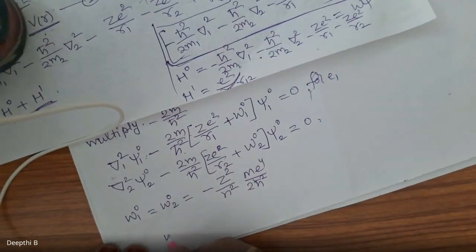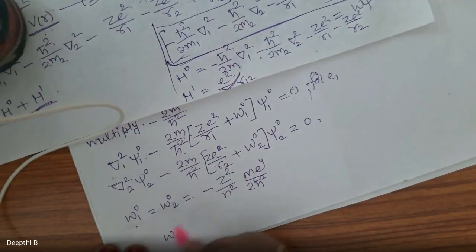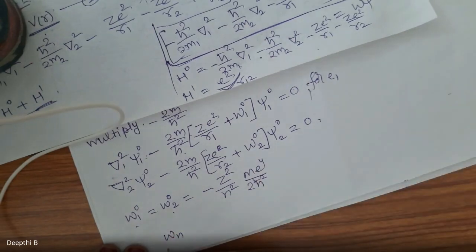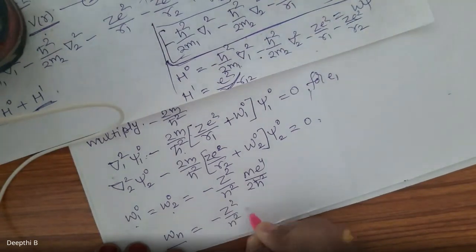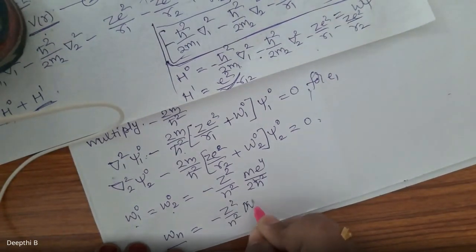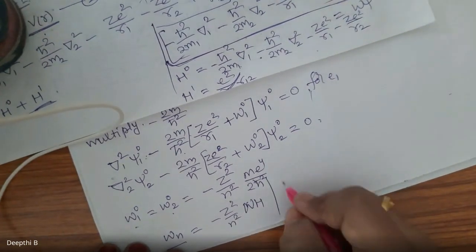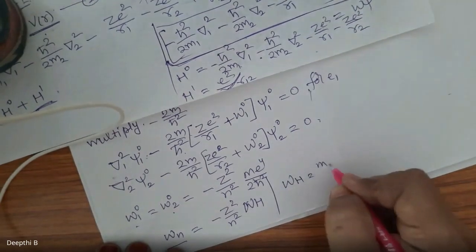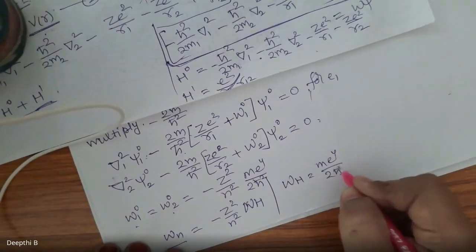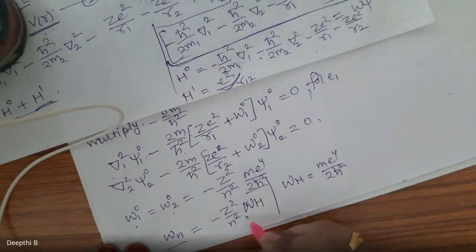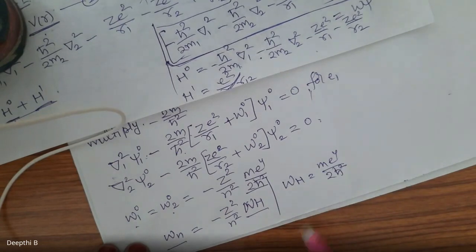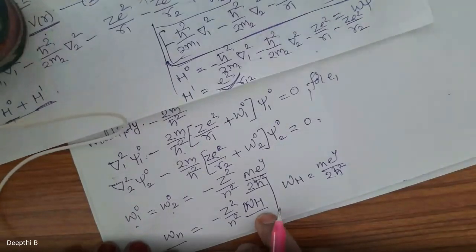So Wn, they are writing W1, W2, W3 and so on. So Wn is equal to minus Z square by n square into Wh. What is that Wh? Wh is equal to m e power 4 by 2 h cross square. So at the place of this term, we are writing Wh. And what is the meaning of Wh? It is the ground state energy for hydrogen.